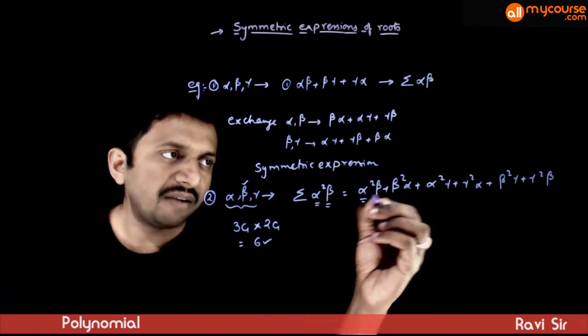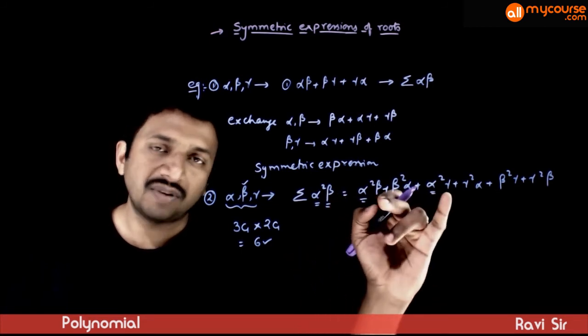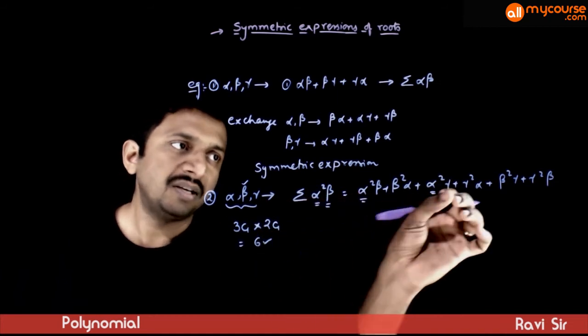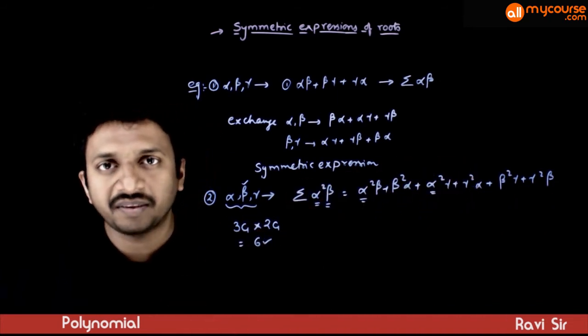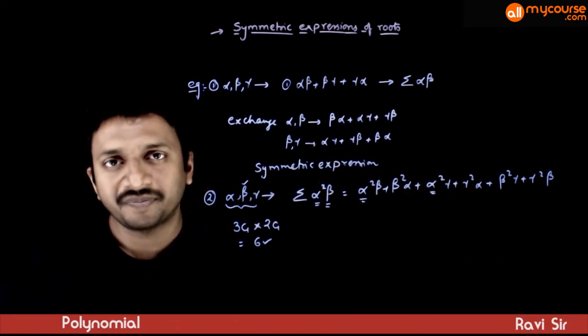So corresponding to alpha square, you can have beta as well as gamma. Corresponding to beta square, you can have alpha as well as gamma. Corresponding to gamma square, you can have alpha as well as beta. So this is same as this.